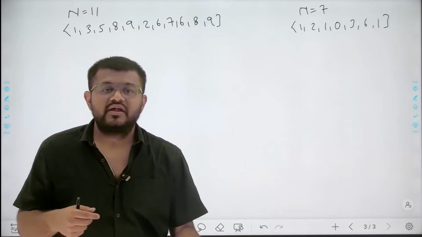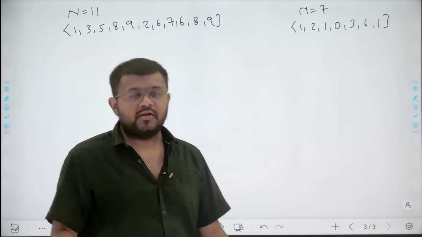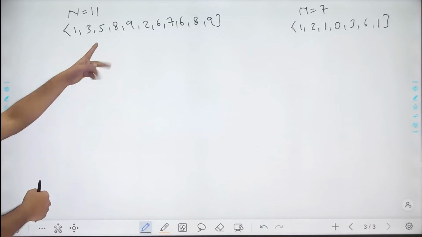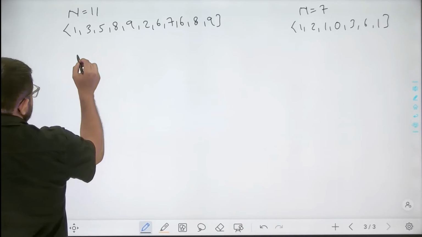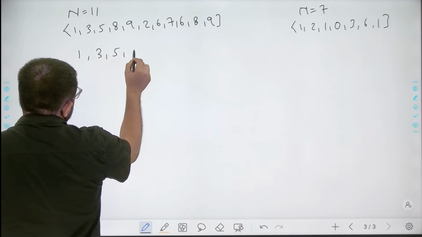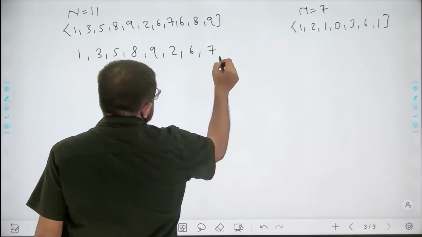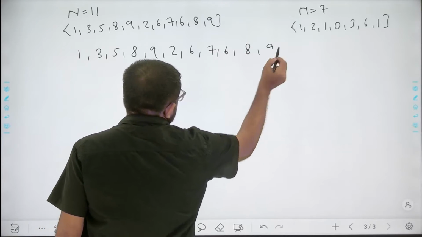Whichever minimum range it falls in, like if it comes in the range of 3 jumps, then we will return 3. It might be confusing, but we'll dry run on this so you will get a very clear idea. So for example, here you have 1, 3, 5, 8, 9, 2, 6, 7, 6, 8, and 9.